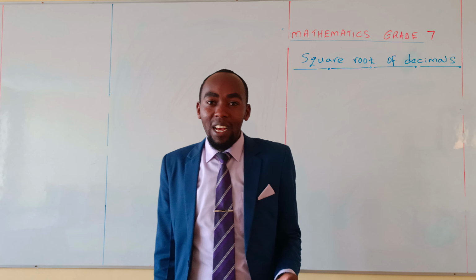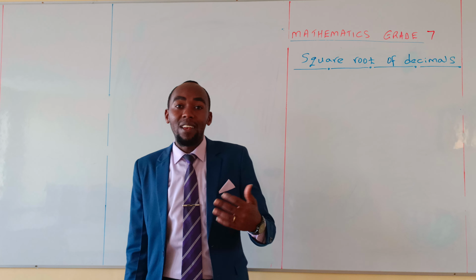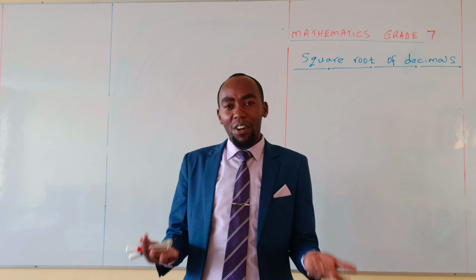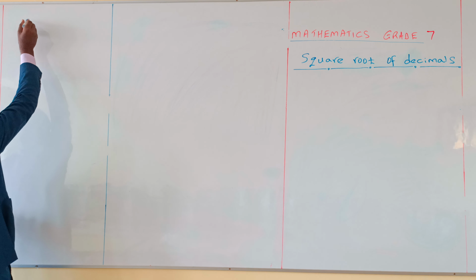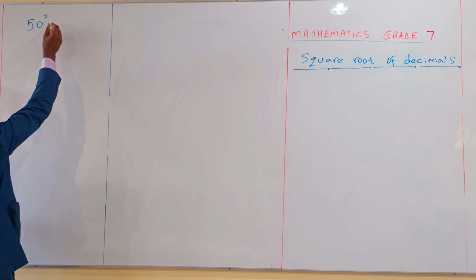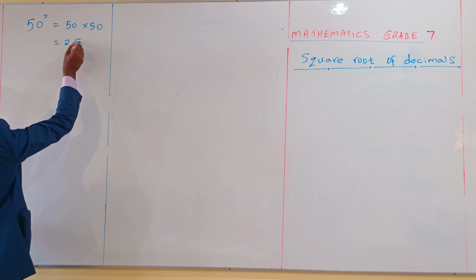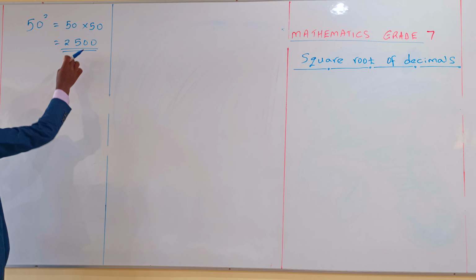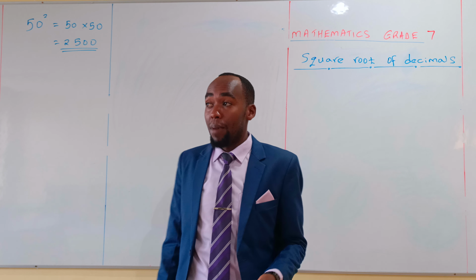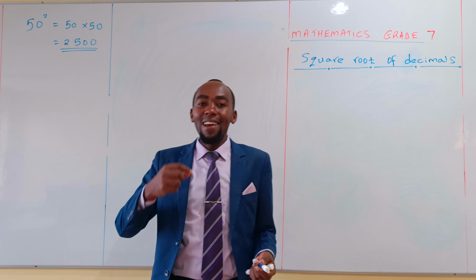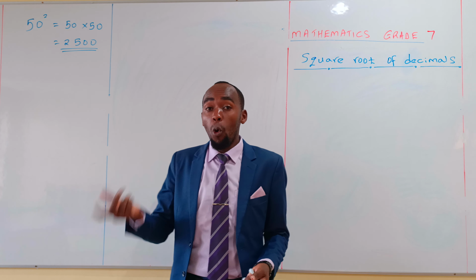You remember we said that the square of a number is a number multiplied by itself. A very good example: if you're told to find the square of 50, that means 50 times 50, and that will give you 2,500. Therefore, the square of 50 is 2,500. Anytime you're finding the square of any whole number, you only need to multiply that number by itself.